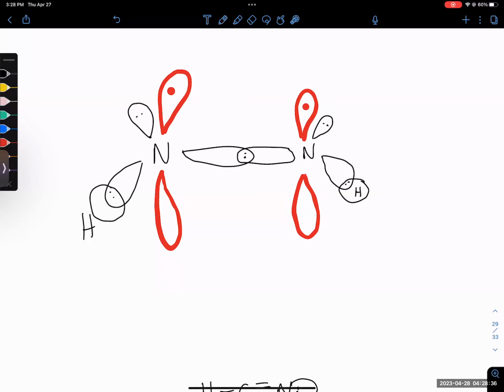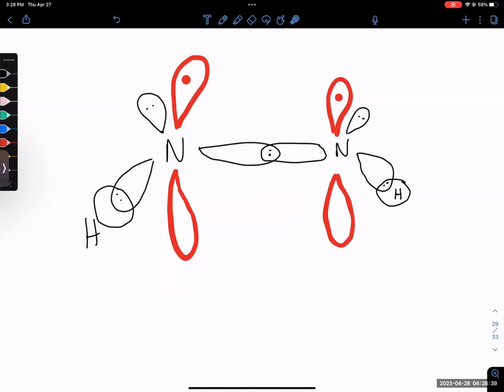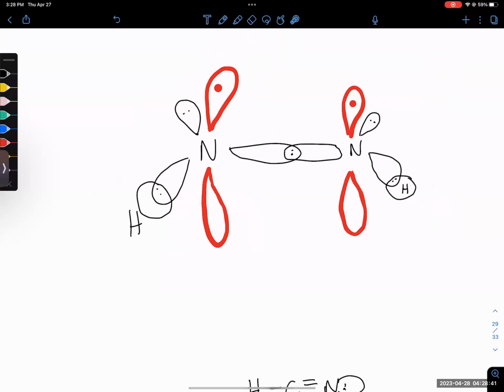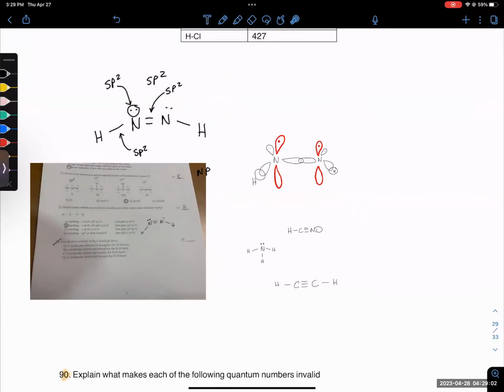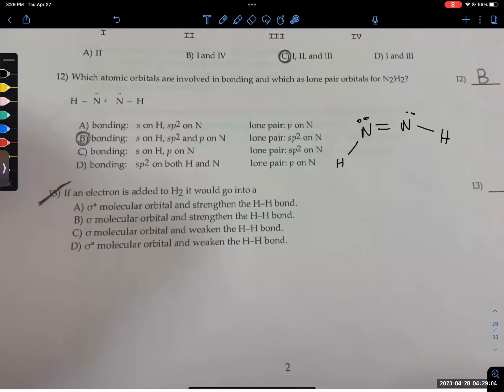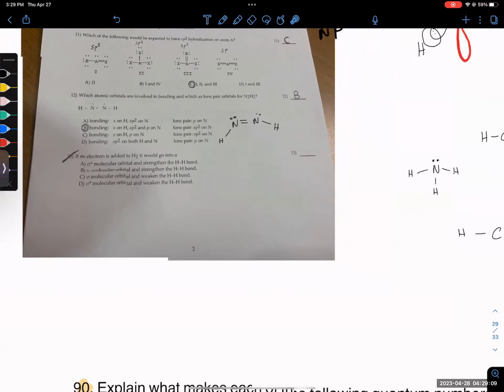But this is literally what the orbitals look like. We see that nitrogen has these three lobes right here. These are our sp2 hybrid orbitals. We can see that hydrogen has a circular orbital, that is our s orbital. Hydrogen is not hybridized, it has a single s orbital. Which is why, looking at answer choice B, we have an s on hydrogen.